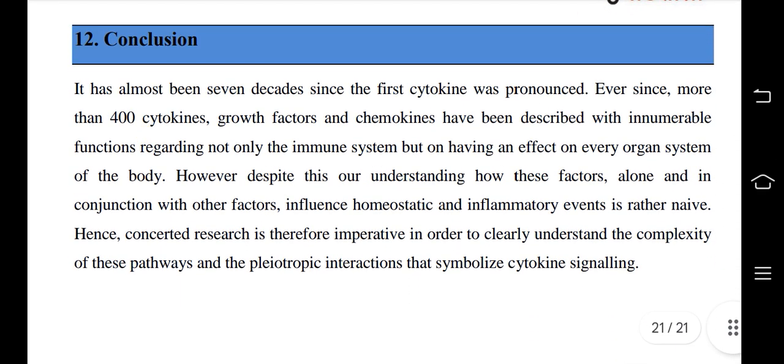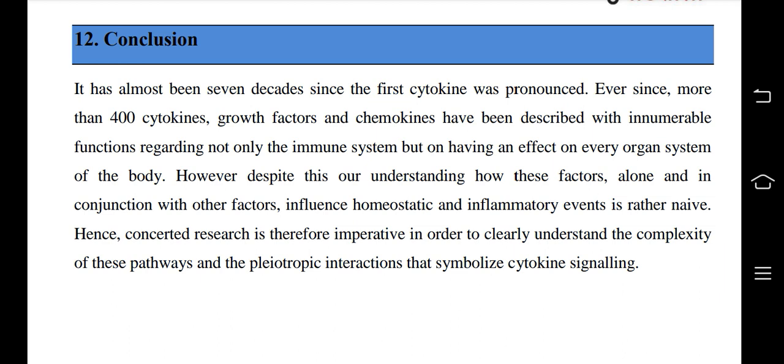Now let's have a conclusion. It has almost been 7 decades since the first cytokine was pronounced. Ever since, more than 400 cytokines, growth factors, and chemokines have been described with innumerable functions regarding not only the immune system but having an effect on every organ system of the body. However, despite this, our understanding of how these factors alone, in conjunction with other factors, influence homeostasis and inflammatory events is rather new. So that area is open to research.